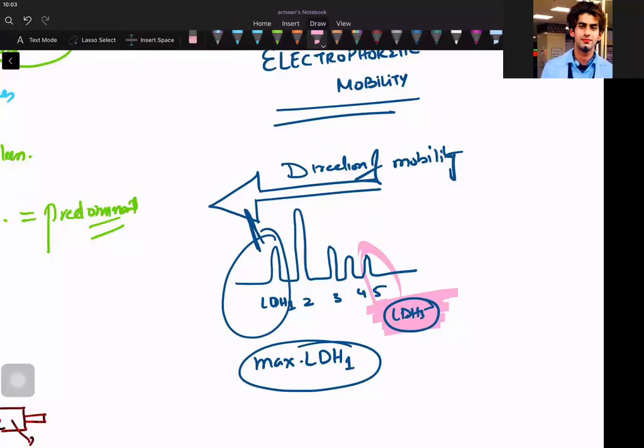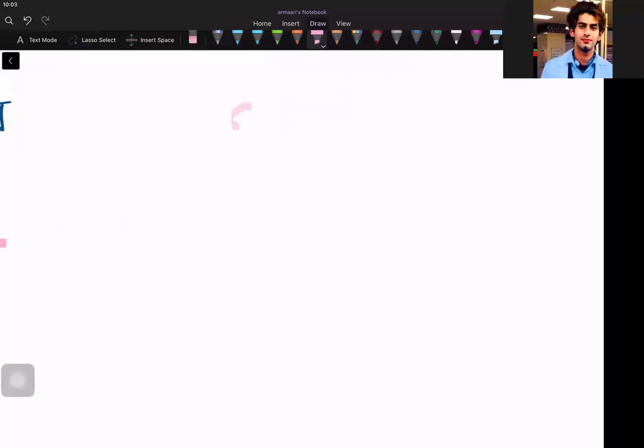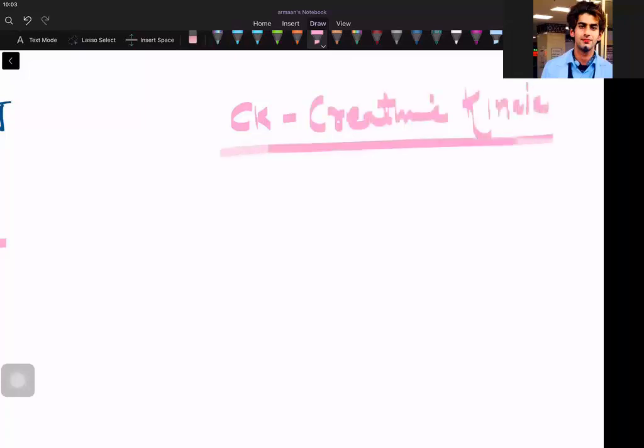Then at the same time, I get a graph for creatinine kinase. If you check your Harper books, Harper tells us about creatinine kinase. Creatinine kinase, CK, is another enzyme. There are three isoenzymes, CK1, CK2, CK3.